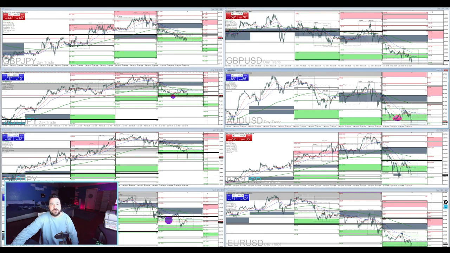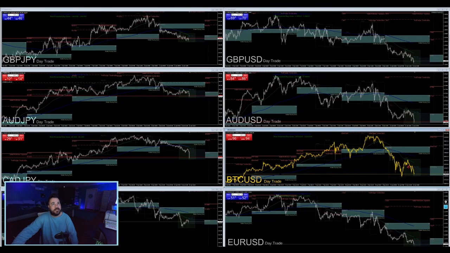Yeah, Bitcoin's really starting to have its correction. And it's the dollar strength that's causing it.